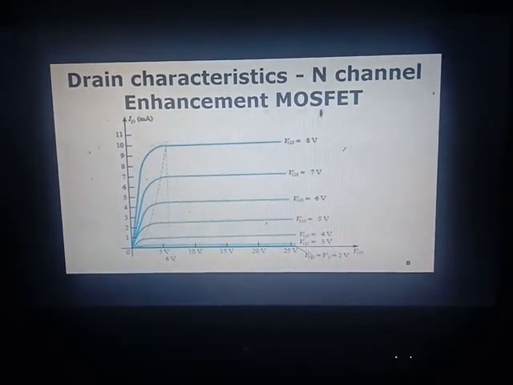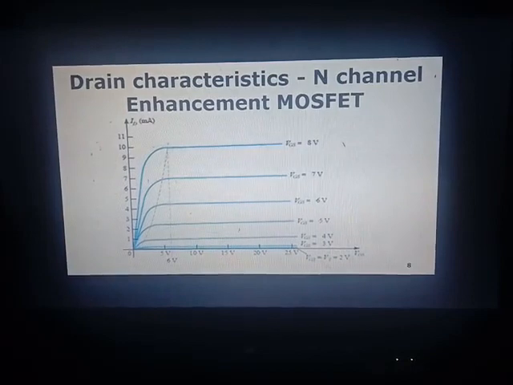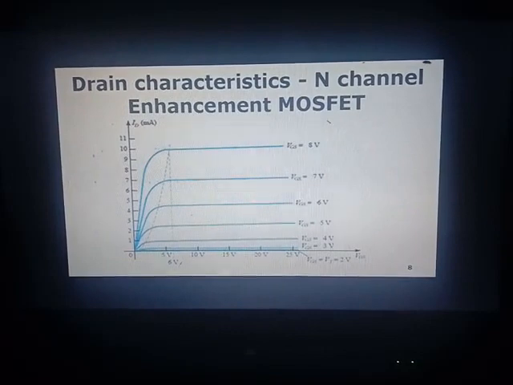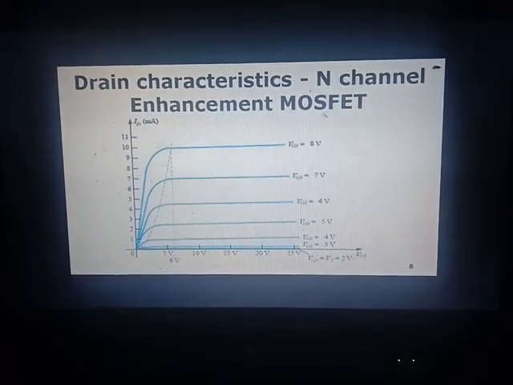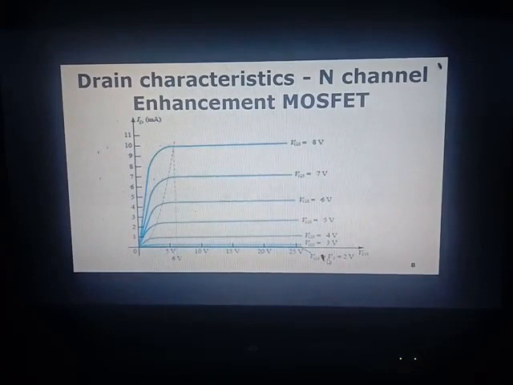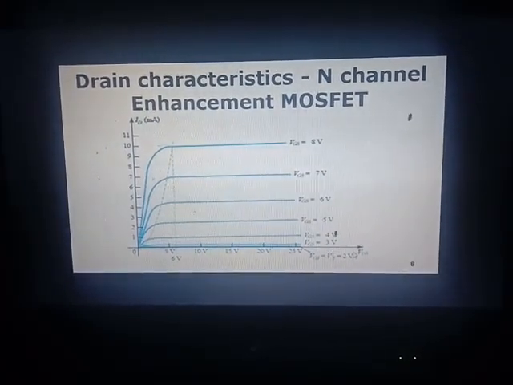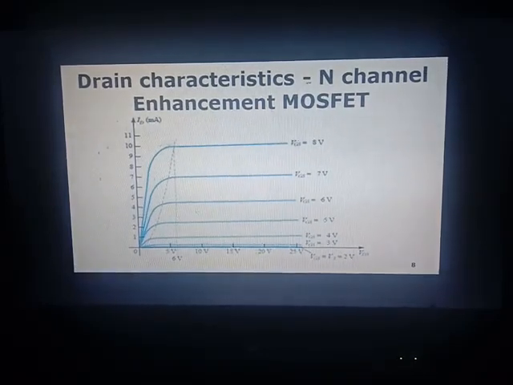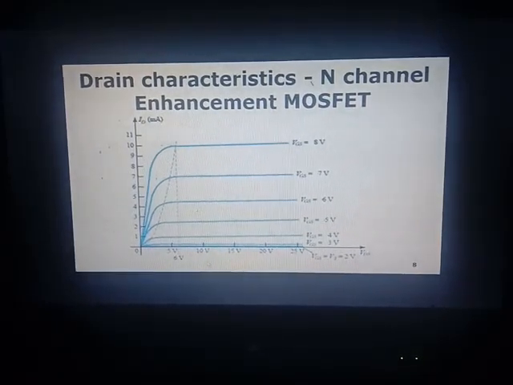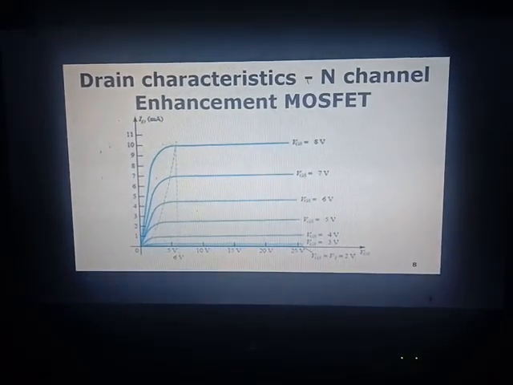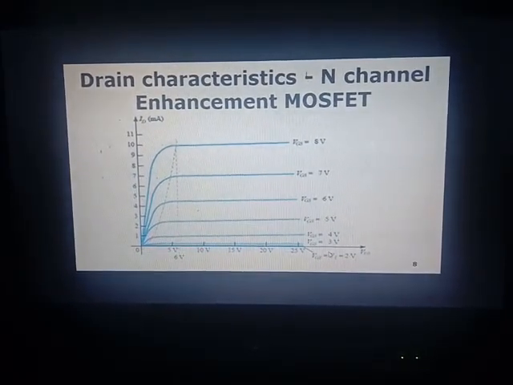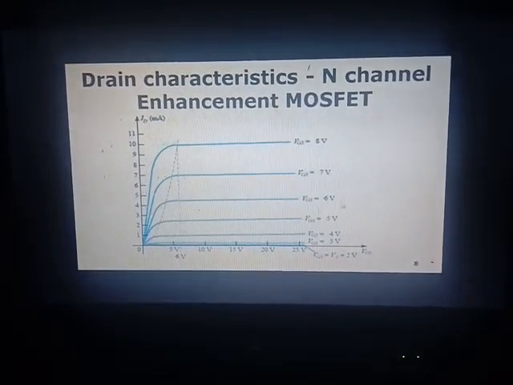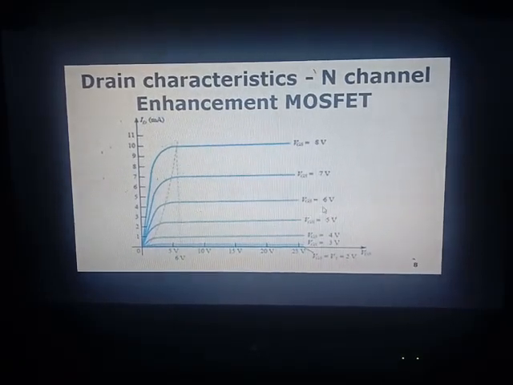As I said previously, here we are assuming the threshold voltage is 2 volts. When VGS is less than 2 volts, there will not be an inversion layer between source and drain. Even when we apply VDS, there will not be any current flow. So this region is termed the cutoff region. When we apply VGS greater than 2 volts, assume we are applying VGS equal to some 6 volts, there will be a channel between source and drain.